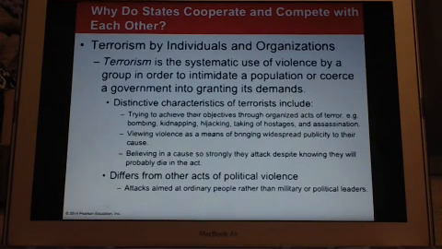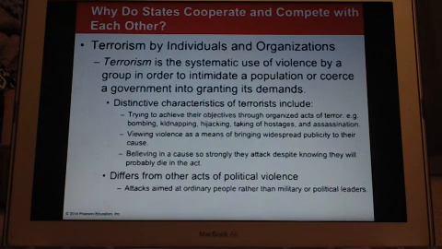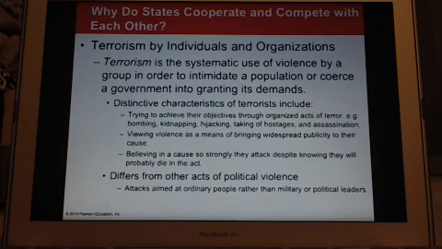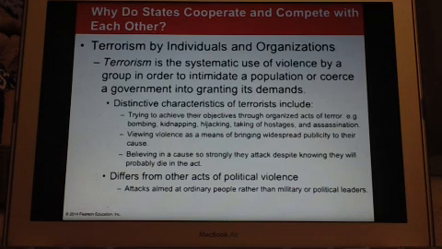Terrorism is the systematic use of violence by a group in order to intimidate a population or coerce a government into granting its demands. Okay, so when you read that definition, think about acts that go on and how that definition should be used, how the media misuses that definition, how the media labels people or doesn't label people with the term terrorist.